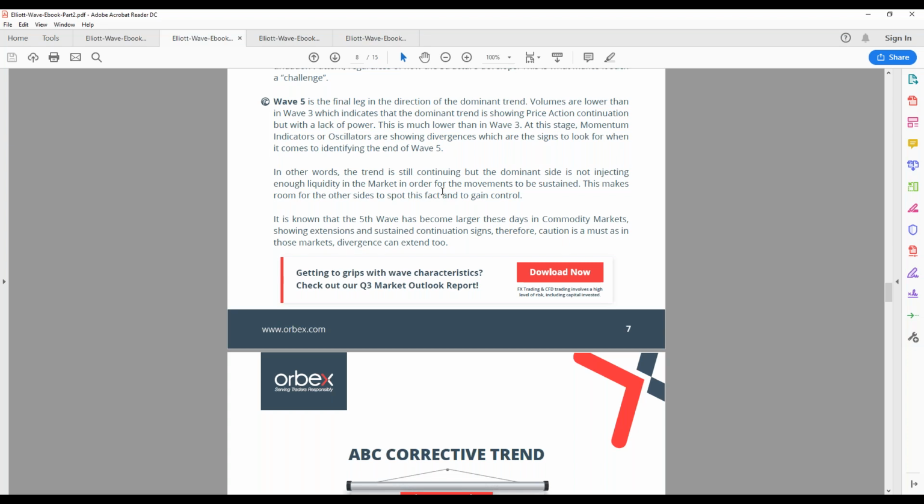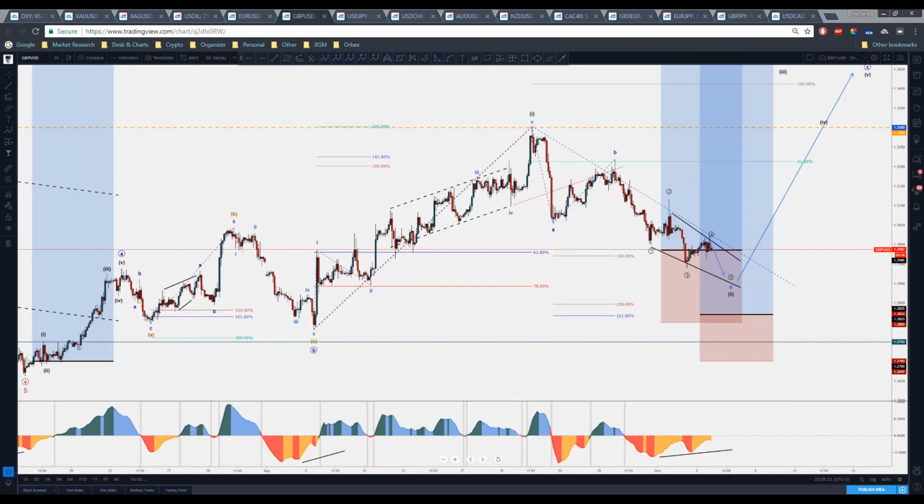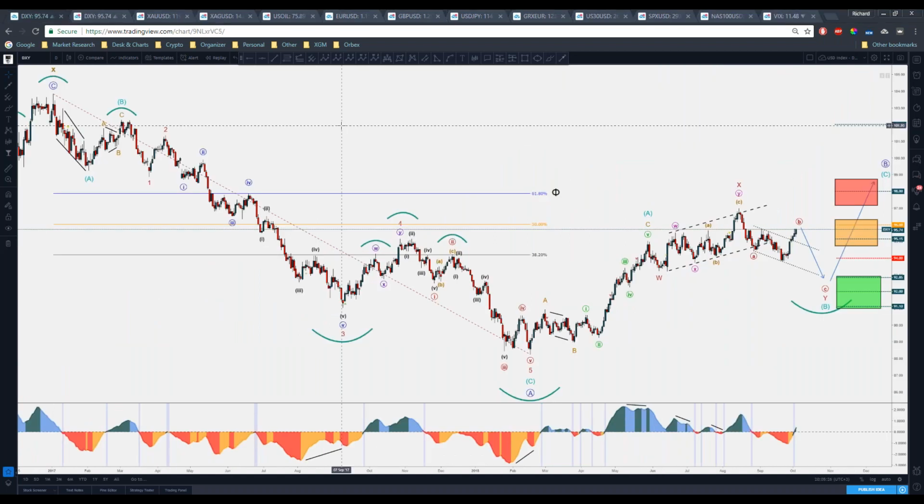And this is precisely because this possibly confirms the end of something, right? Most of the time wave 5 ends a structure, right? Regardless if it's a C wave or something.